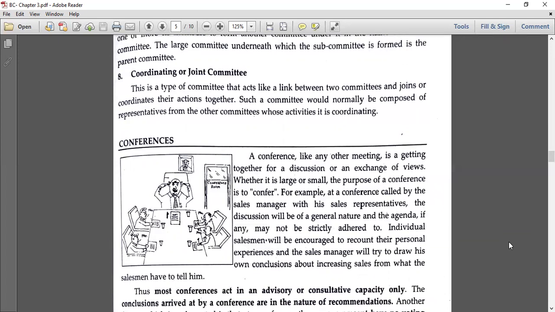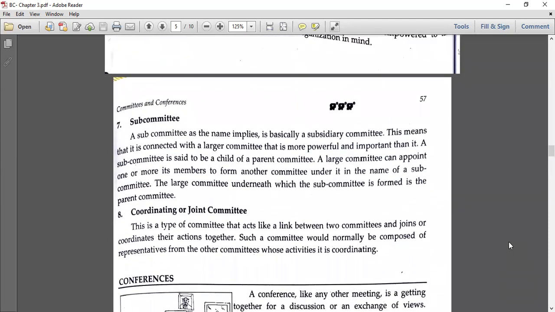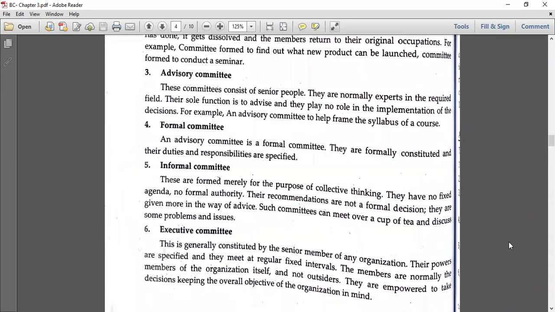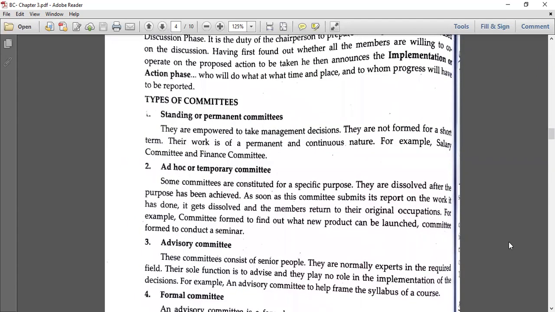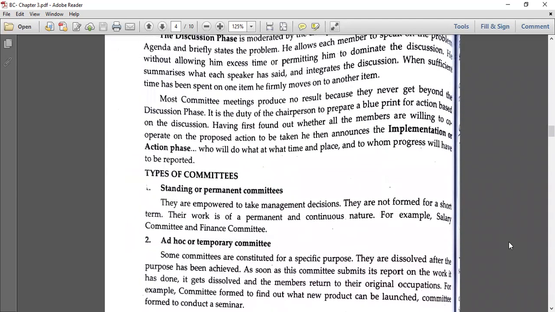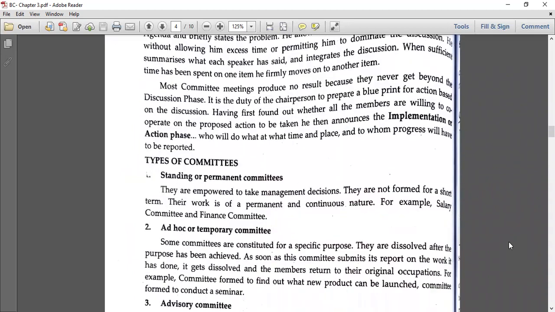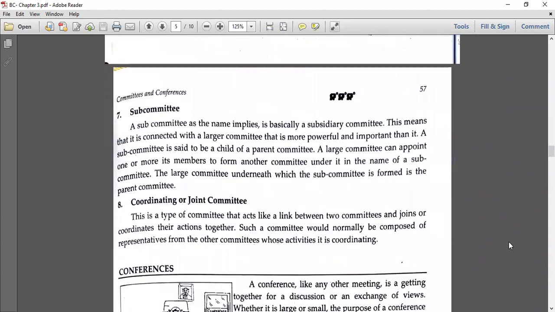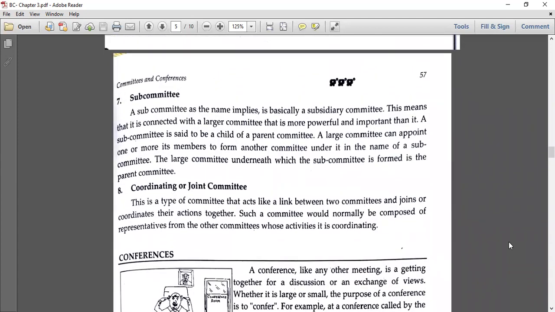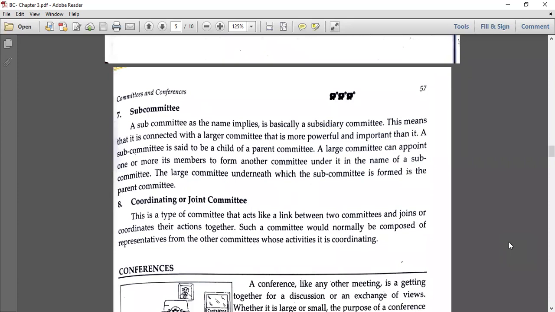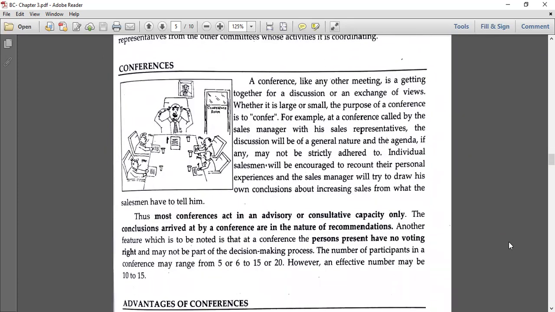Okay, so these are the 8 types: coordinating or joint committee, subcommittee, executive committee, informal committee, formal committee, advisory committee, ad hoc or temporary committee, and standing or permanent committee. And at this point, we finish our session for this time, and then we'll conclude the part. We'll see the part on conferences in the next lecture.